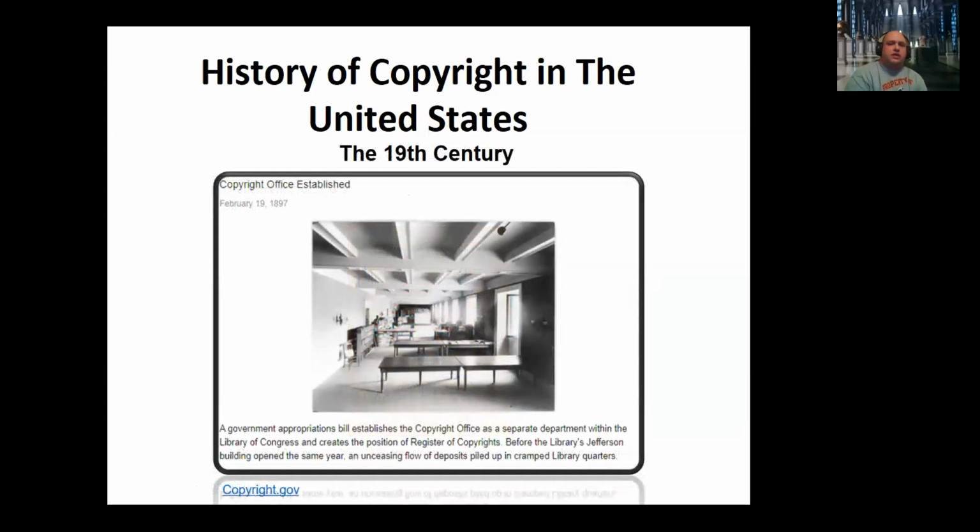Here we see the establishment of the first copyright office. So copyright is an arm of Congress, and it was originally handled through the Library of Congress. But February 19th, 1897 is when it officially becomes its own entity within the Library of Congress. It's not just part of it haphazardly. It's its own working department.